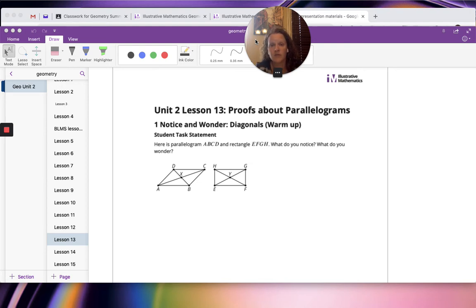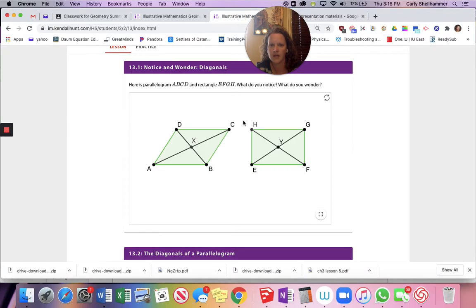We are in Unit 2, Lesson 13. We're still talking about parallelograms and proofs with parallelograms. I'm going to come over here and mess with the Notice and Wonder on GeoGebra. This is not the printout you have, but you can access this through the link I put in Google Classroom. Here's parallelogram ABCD and rectangle EFGH. What do you notice? What do you wonder?